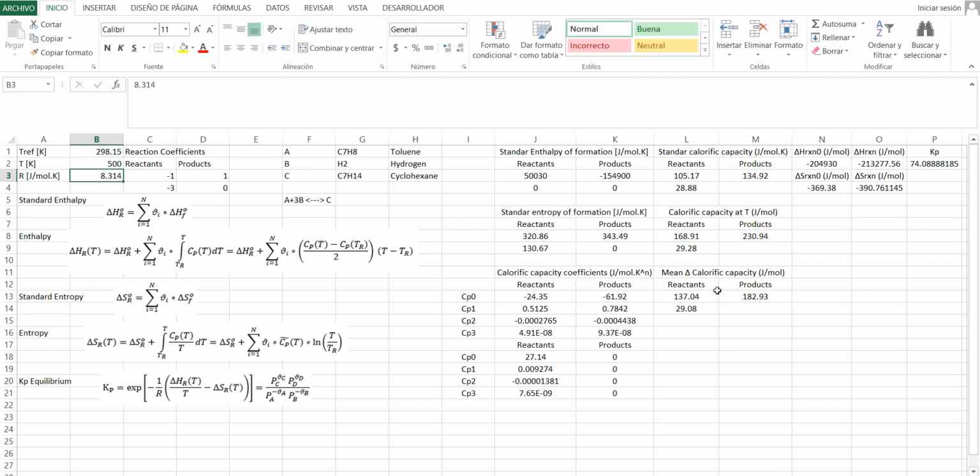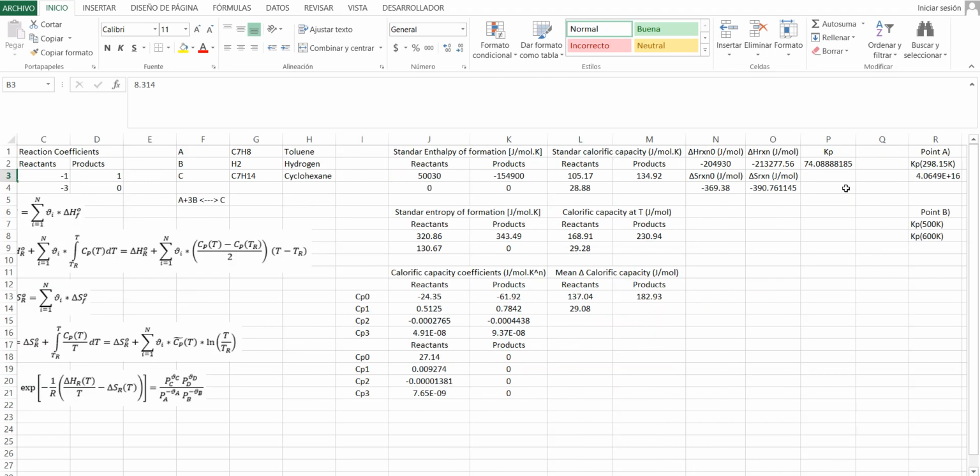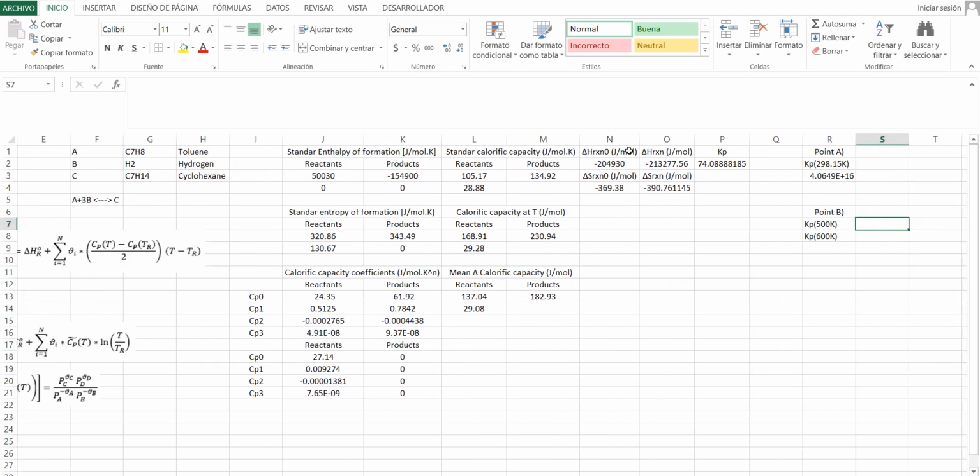It's pretty handy, and now we have the new value of Kp at 500 Kelvin is 74, much smaller than before. And we do the same, but at 600 Kelvin.